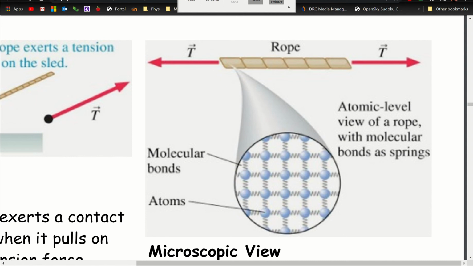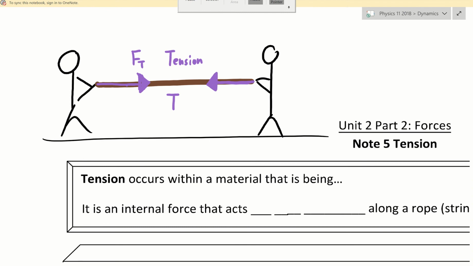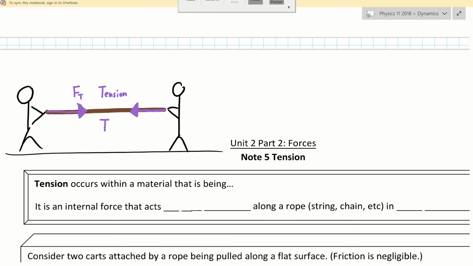Okay, now let's go back to the note. The tension is just trying to get this wire or the rope back to its normal length. So in this picture, the tension will look like that.